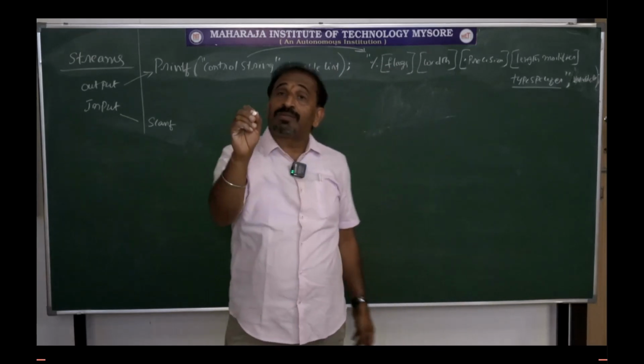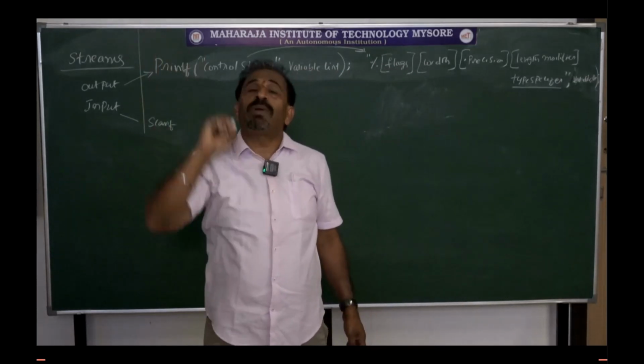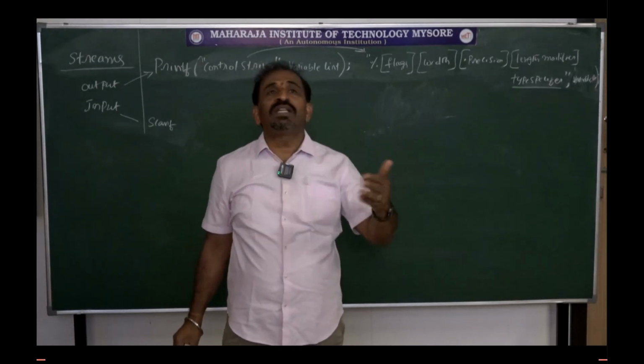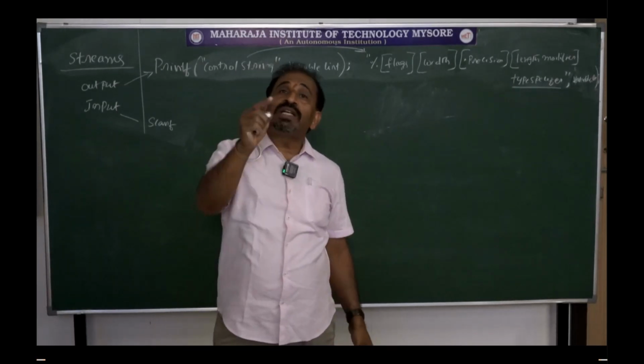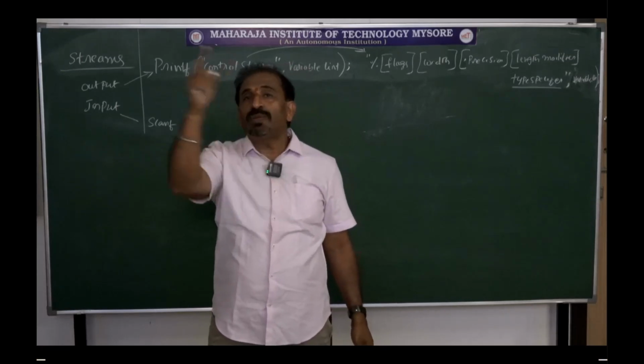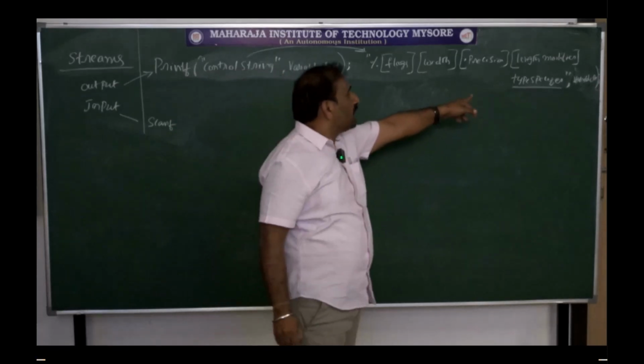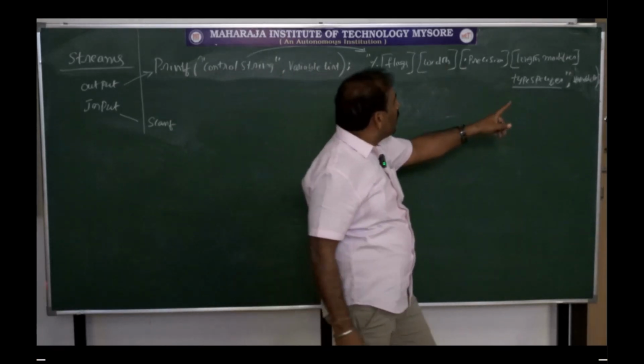What type of data would you like to print? Are you printing an integer? Are you printing a float? Are you printing a string? Are you printing a character? All those things need to be specified. That is the type specifier.